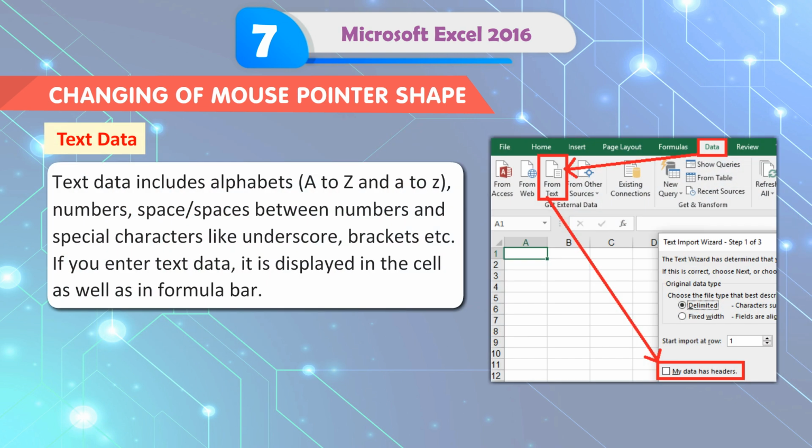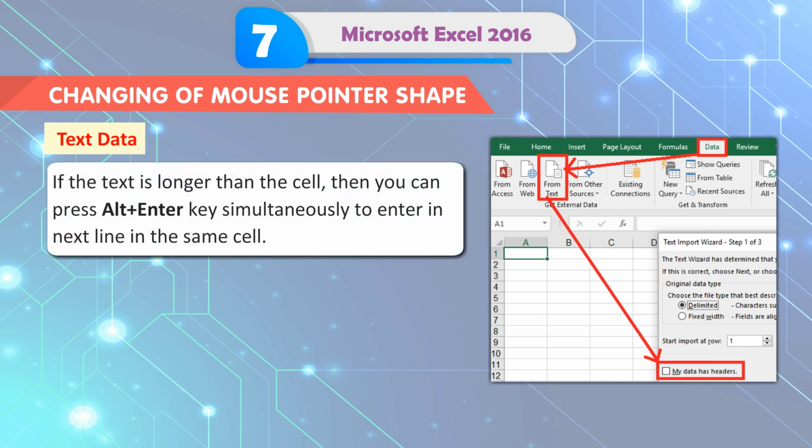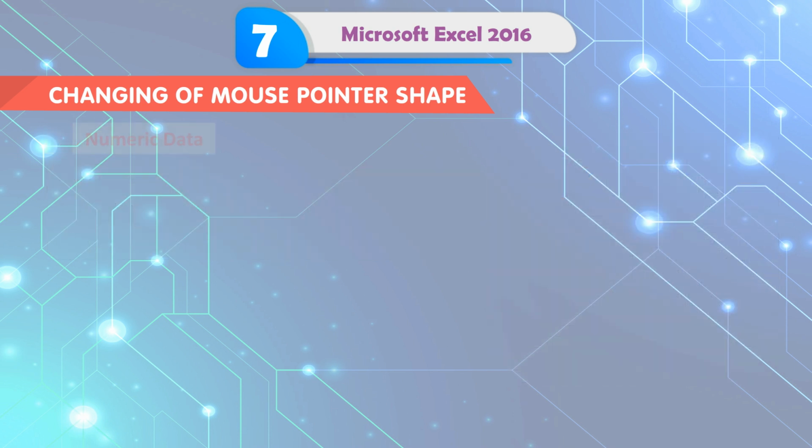Text data. Text data includes alphabets, A to Z and a to z, numbers, spaces between numbers, and special characters like underscore, brackets, etc. If you enter text data, it is displayed in the cell as well as in the formula bar. If the text is longer than the cell, then you can press Alt plus Enter keys simultaneously to enter text in the next line in the same cell.